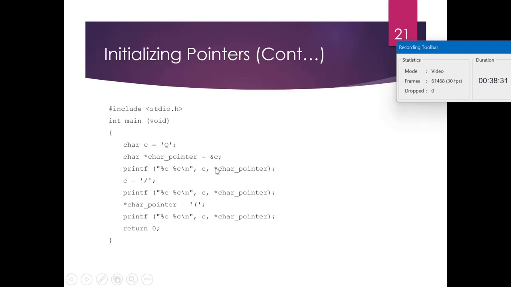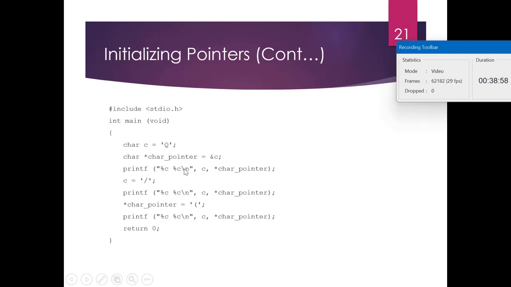Here, when we use this char pointer with the asterisk, that is the character value, the value of the c, that is q. printf c char pointer, that is the value of the c. You have to try on this. Try to understand this program.